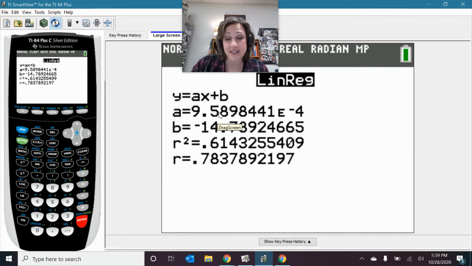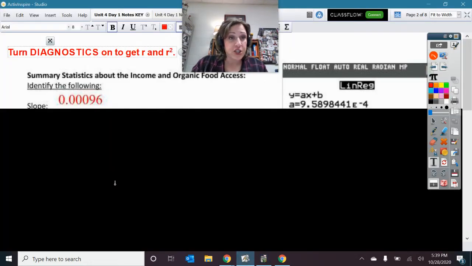So it's 9.59. That is not the slope. Look at the end, times 10 to the negative 4th. A lot of times that doesn't happen typically. So that means it's like scientific notation. I need to move the decimal 4 times to the left. So I'm going to do that. And I'm always going to do 2 significant digits, 2 sig figs behind the decimal.